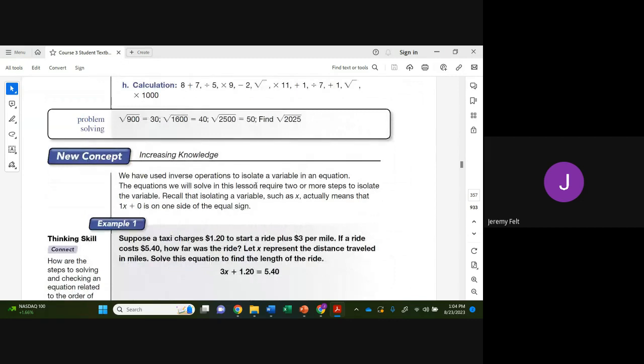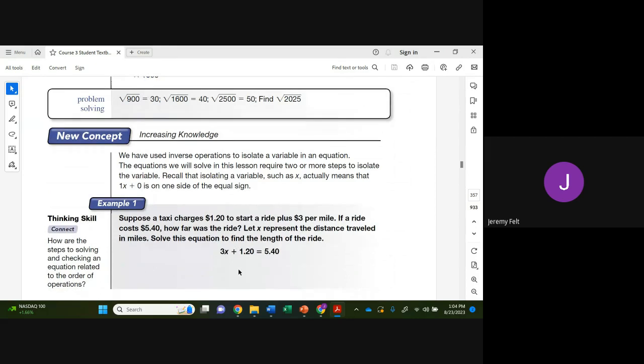If we look at this, we have 2 steps that we have to take. It says, suppose a taxi charges $1.20 to start a ride, plus $3 per mile. If a ride costs $5.40, how far was the ride? X represents the distance traveled in miles. Solve the equation. So 3x plus 1.20 equals 5.40.